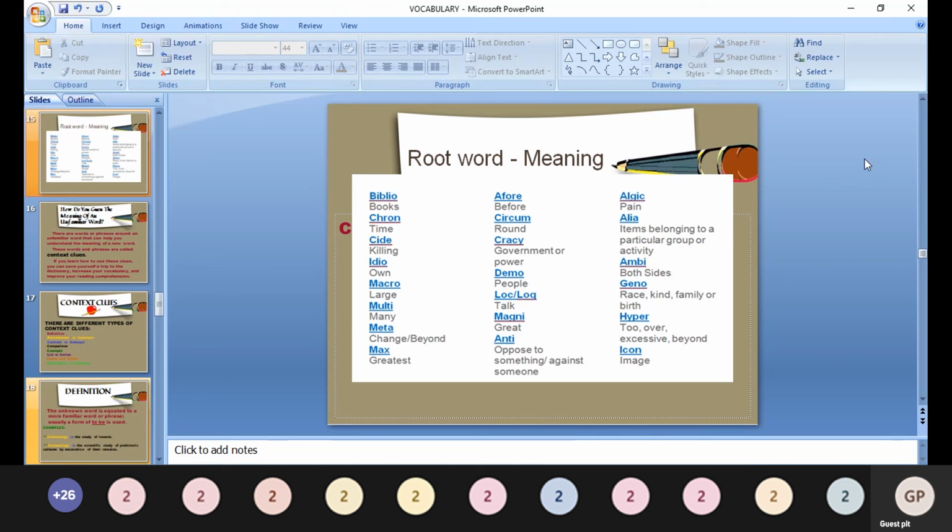It belongs to a family or a race or something like that. Hyper, so hypertension, something which is more or excess. Okay, icon, image, iconic.